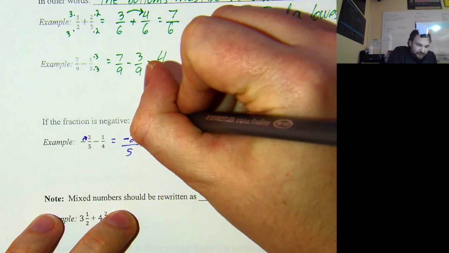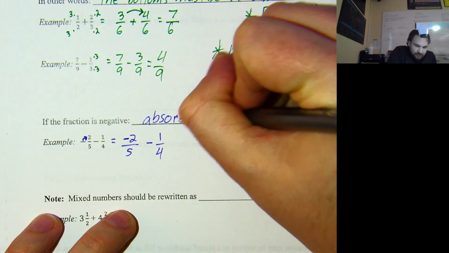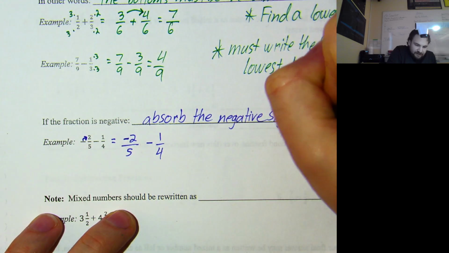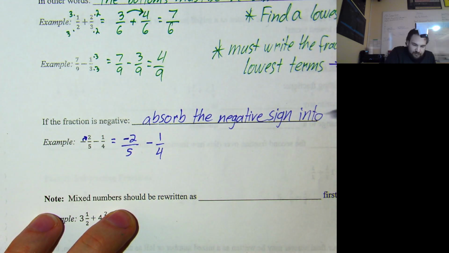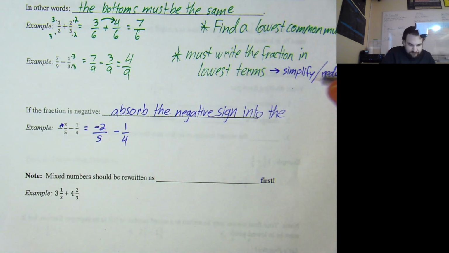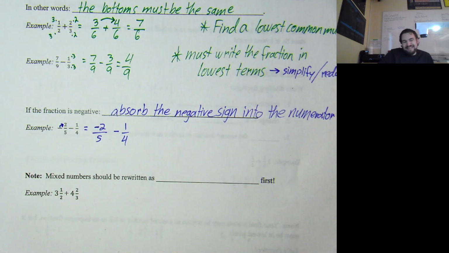If the fraction is negative, the word I'm going to use here is absorb the negative sign into the numerator. And then we just add and subtract like we do everything else. If I've got negative 2/5 minus a quarter, I want to find a common denominator. What is the lowest common multiple of 5 and 4?